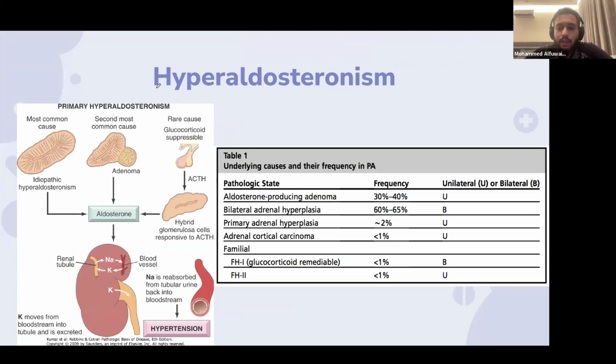Now, the other thing is hyperaldosteronism. You have primary and secondary. Primary is because of... one second, guys. I'm just going to connect my laptop. One second.